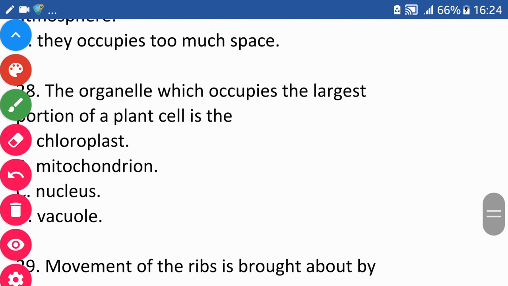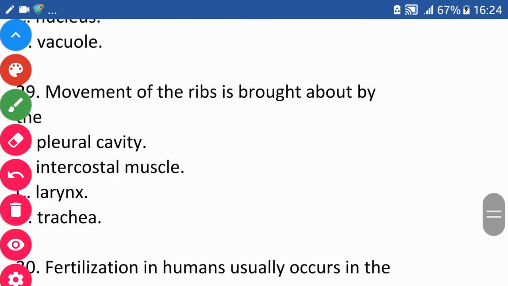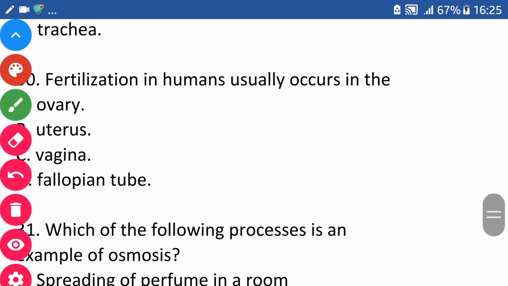The organelle which occupies the largest portion of the plant cell is the vacuole. Vacuole, because plant stores cell sap. The sap is like a liquid, so the vacuole stores excess water. Movement of ribs is brought about by the intercostal muscles. Fertilization in humans occurs in the fallopian tube.